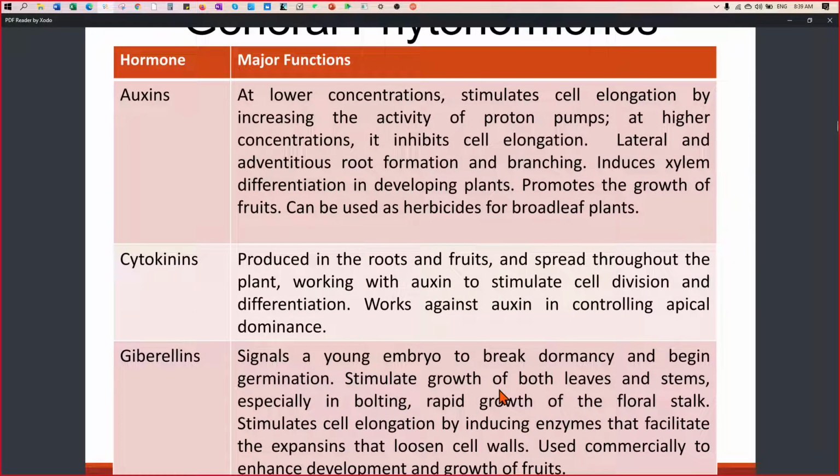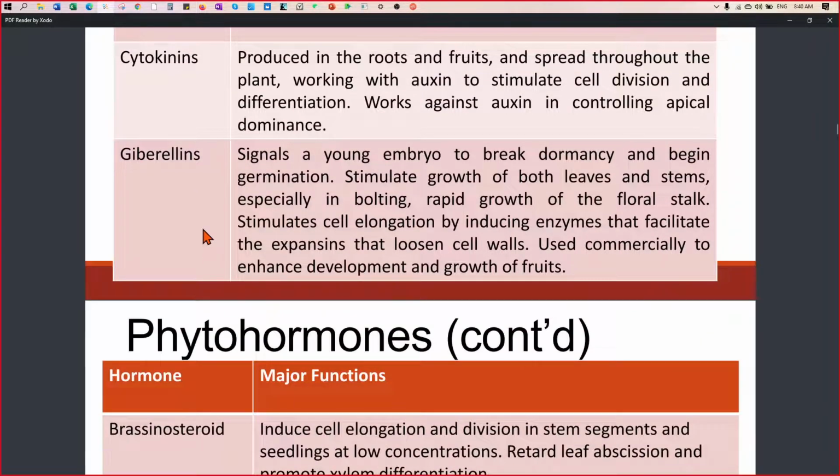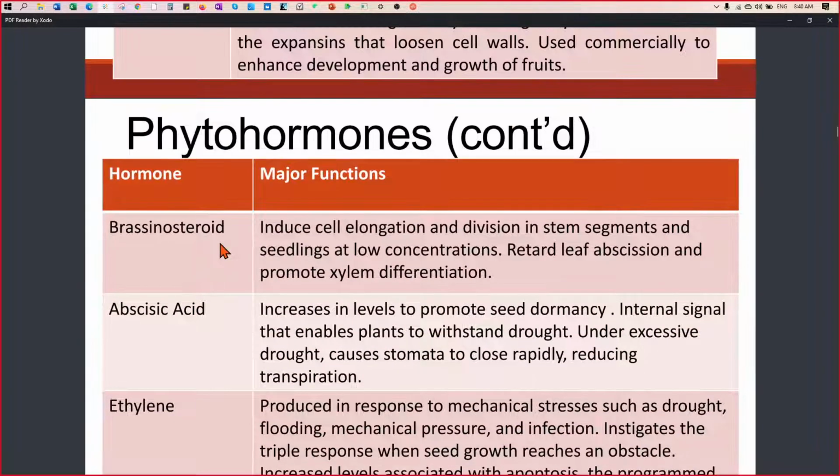So I just put here the major functions of various hormones that you have dealt with before. This is for your revision. We're not going to read all of them at once, but it's enough to know that auxins do things like growth and elongation. Cytokinin is for triggering cell division. Gibberellin stimulates elongation and rapid growth.